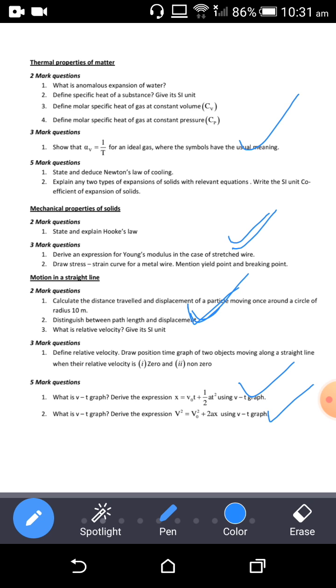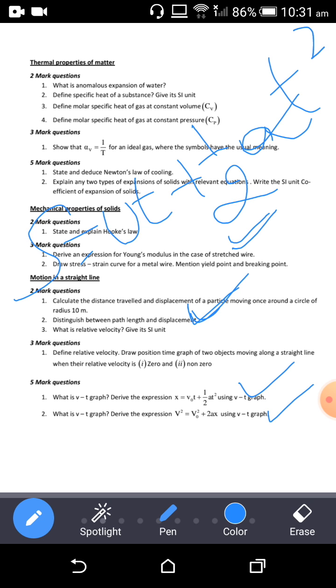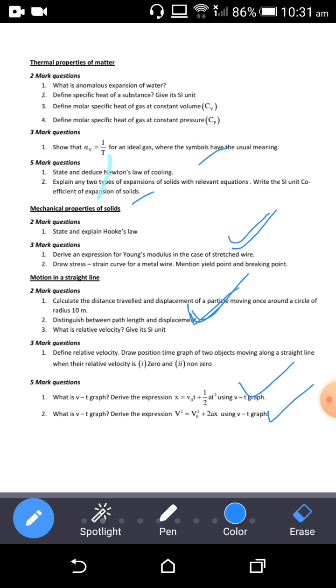Either they can say derive this equation s is equal to ut plus half at square, or they can ask this one, x is equal to v naught t plus half at square. x is the displacement, v naught is the initial velocity, t is time, a is acceleration due to gravity. So again, the next question is the same.